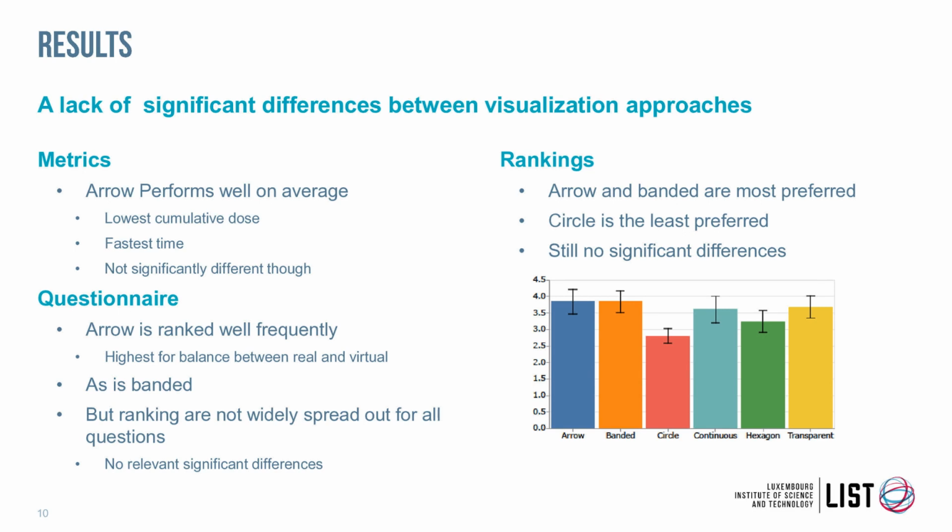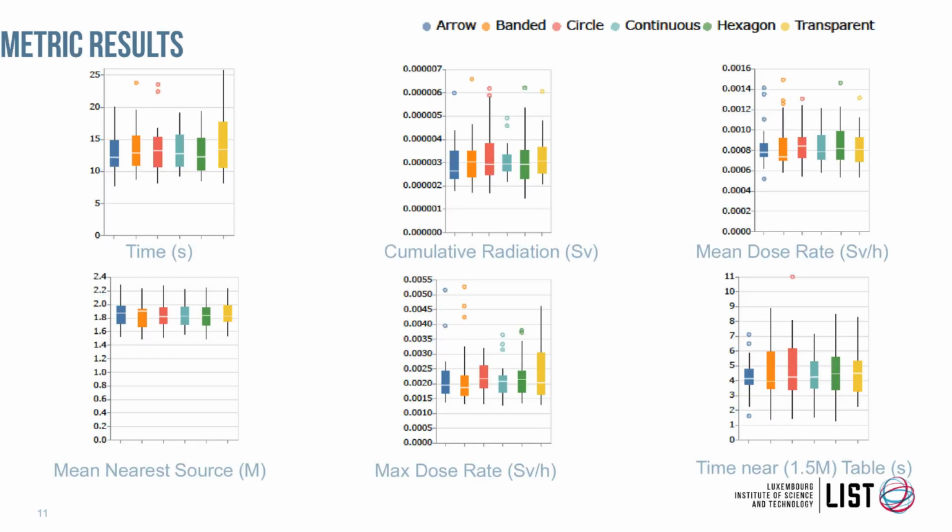With respect to the rankings, there are still no significant differences, with both Banded and Arrow being joined first. The rankings are also consistent with the metrics and questionnaire result. Across all the metrics, there were no significant differences.